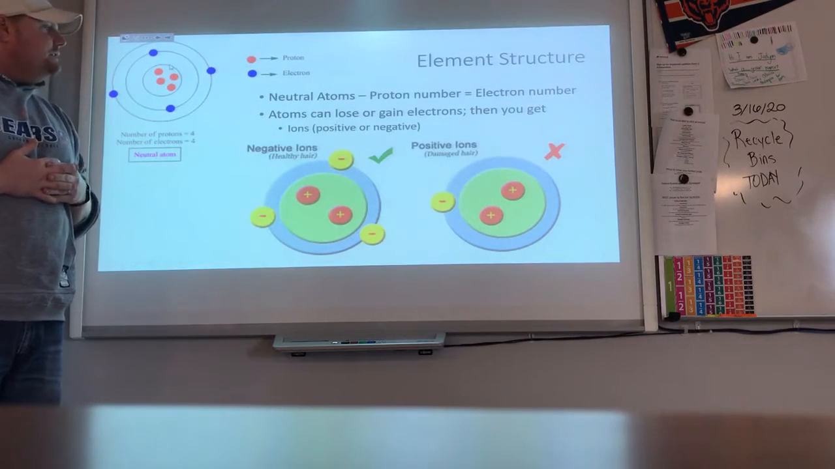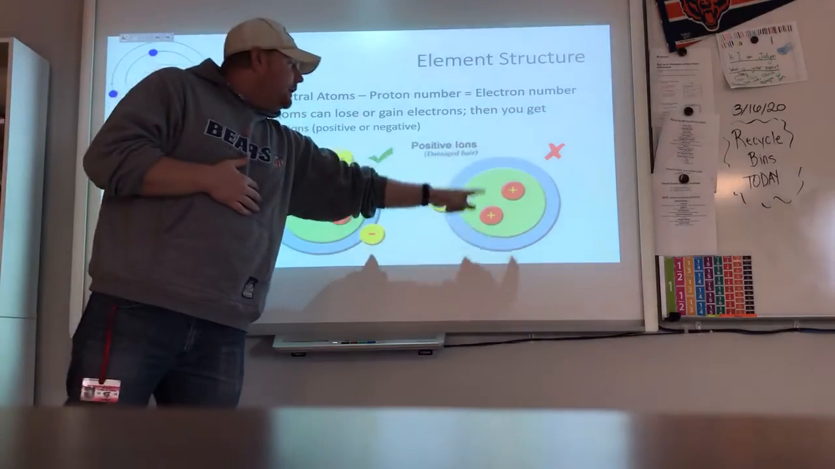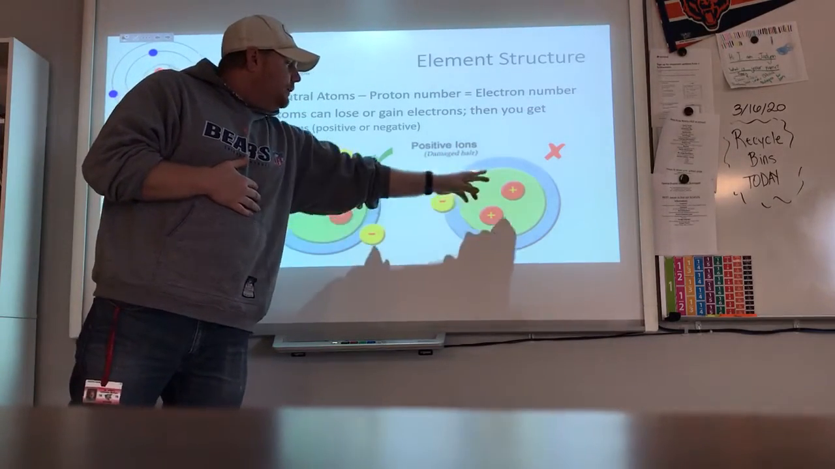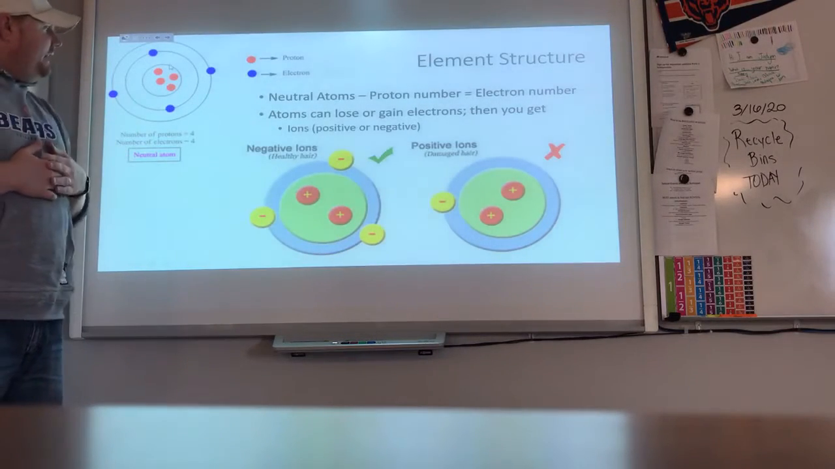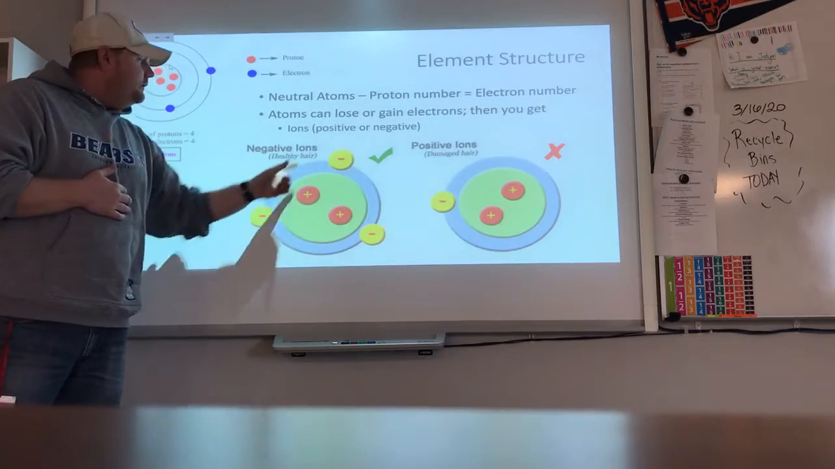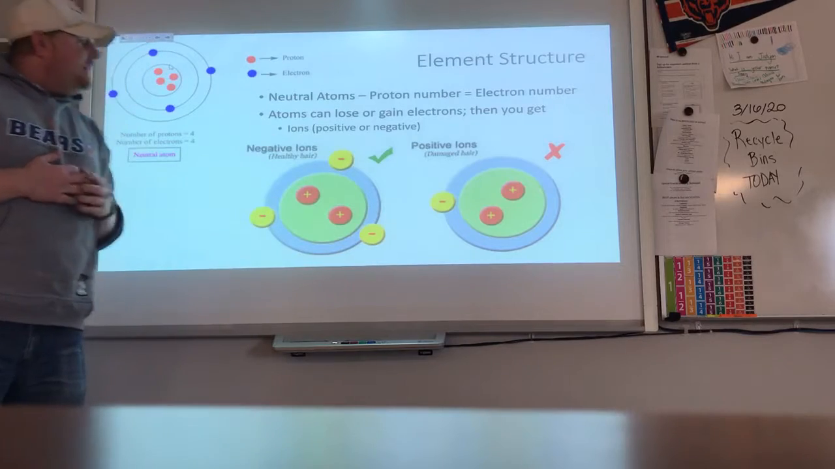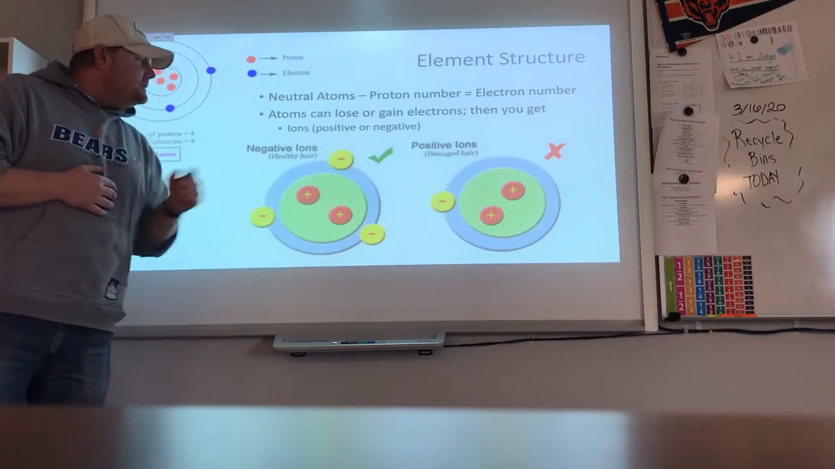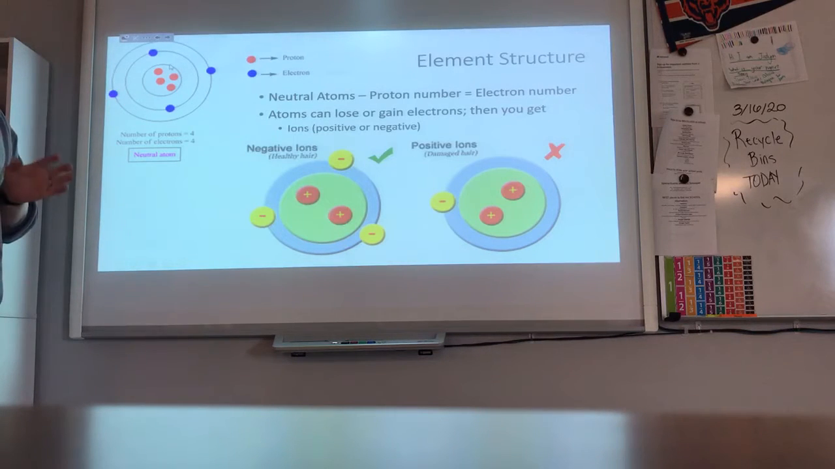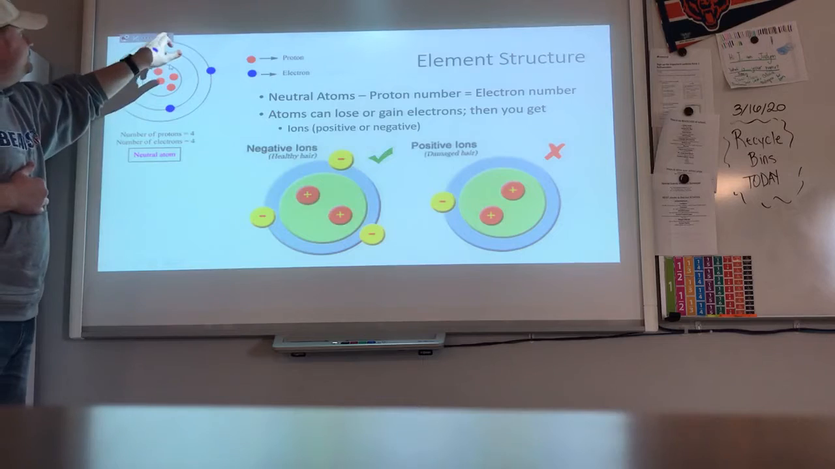Positive ions are when an atom loses an electron. More positive charges than negative charges. Negative ions are when an atom gains electrons and you have more negative charges than positive charges. Those will come into play more next lesson and how these ions then want to combine.